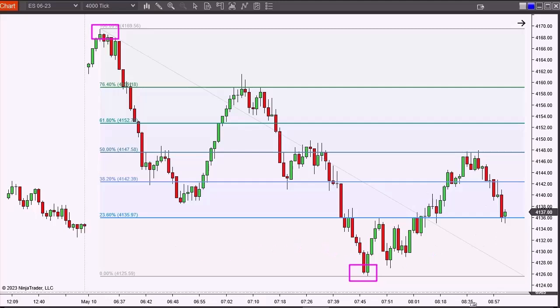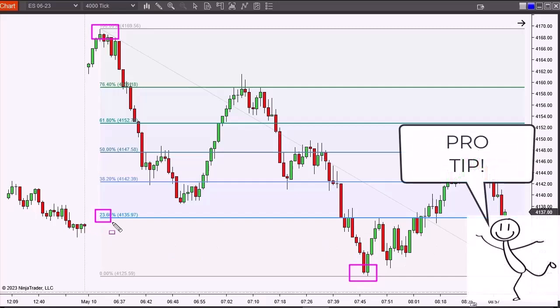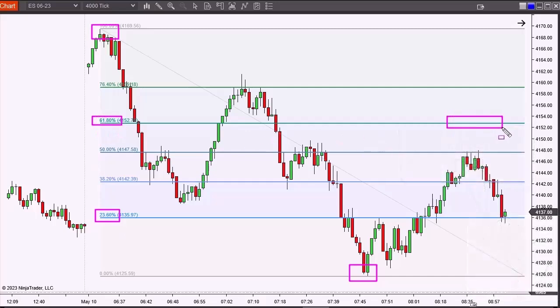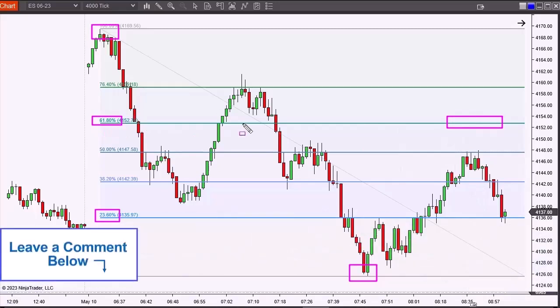By the way, this is a little pro tip. A lot of people don't use the 23.6 level. That is a good level. Highly encourage you to put that in your chart. Supposedly the magic level is the 61.8. Market never got back to that. I'm going to tell you why that's bull cookie here in a few moments. I told you this was going to be controversial.